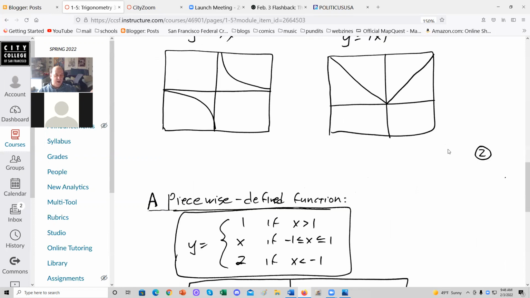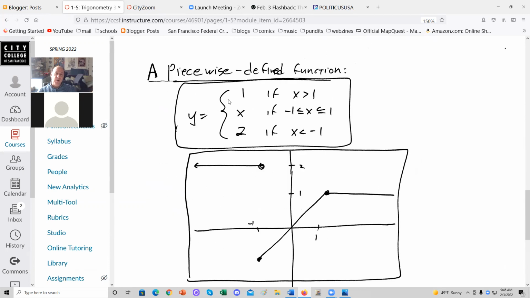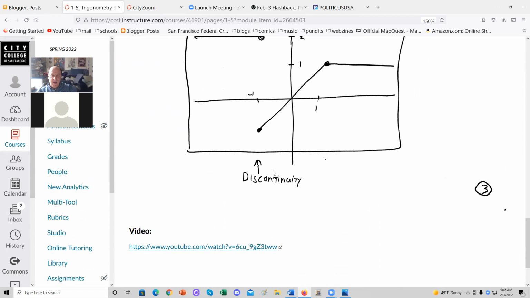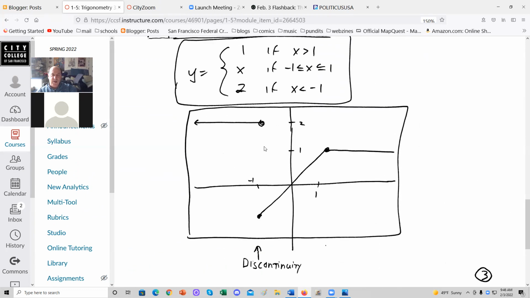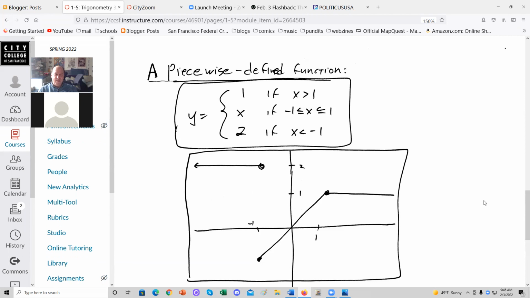There are piecewise defined functions, which are defined a piece at a time. So for example, here's a function y equals 1 if x is less than 1. That's represented by this part of the graph. Y equals x for x between -1 and 1. That's represented by this part of the graph. And y equals, I'm sorry, y equals 1 is this part of the graph, my apologies. Y equals 2 if x is less than -1. That's represented by this part of the graph. Here, it makes a sudden jump, and that's called a discontinuity. And that's why mathematicians don't really like piecewise defined graphs, because they're kind of inelegant in that respect.